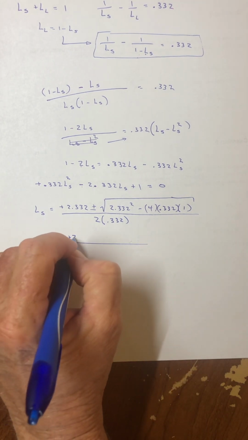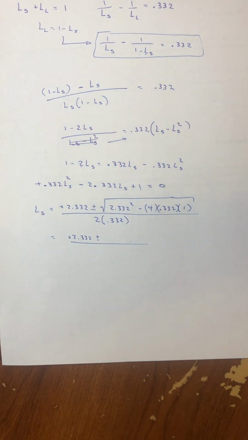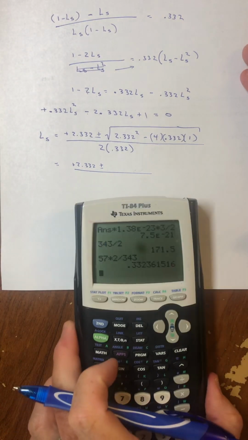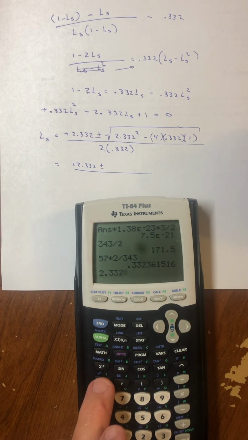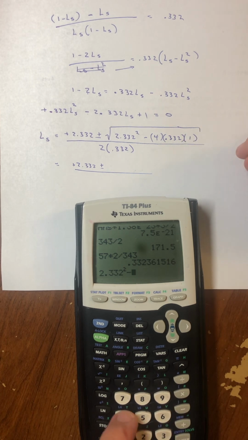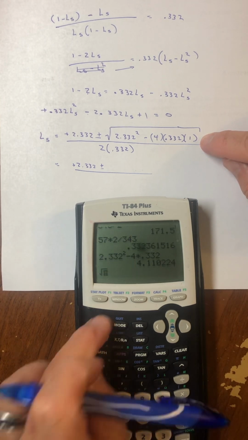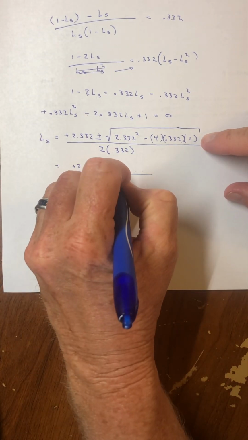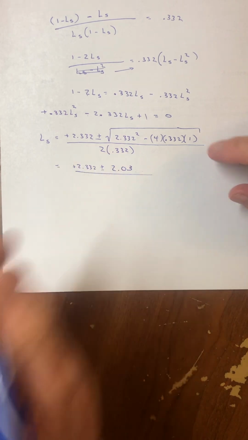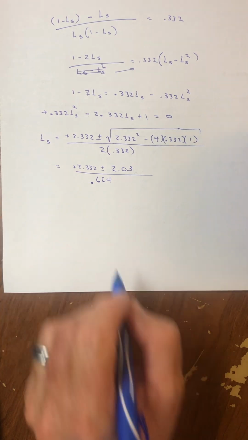And so here is the plus 2.332 plus or minus. And here's where I'm going to need to grab a calculator. And so 2.332 squared minus 4 times 0.332 times 1. And then take the square root of all of that. And so this is 2.03. And this just would be a 0.664 with a decimal there.